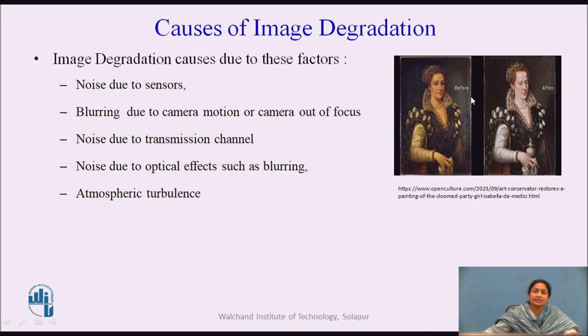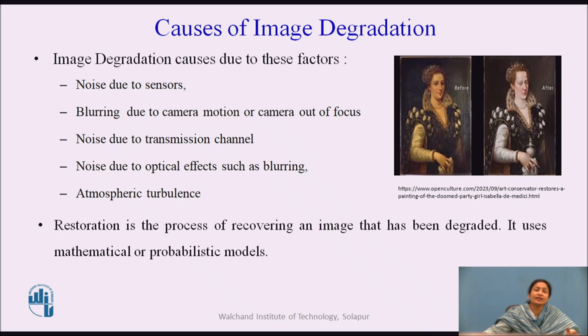Now you can see that the first image is a degraded image. This degraded image can be restored by image restoration. So we define restoration as a process of recovering an image that has been degraded. For this, it uses mathematical as well as probabilistic models.